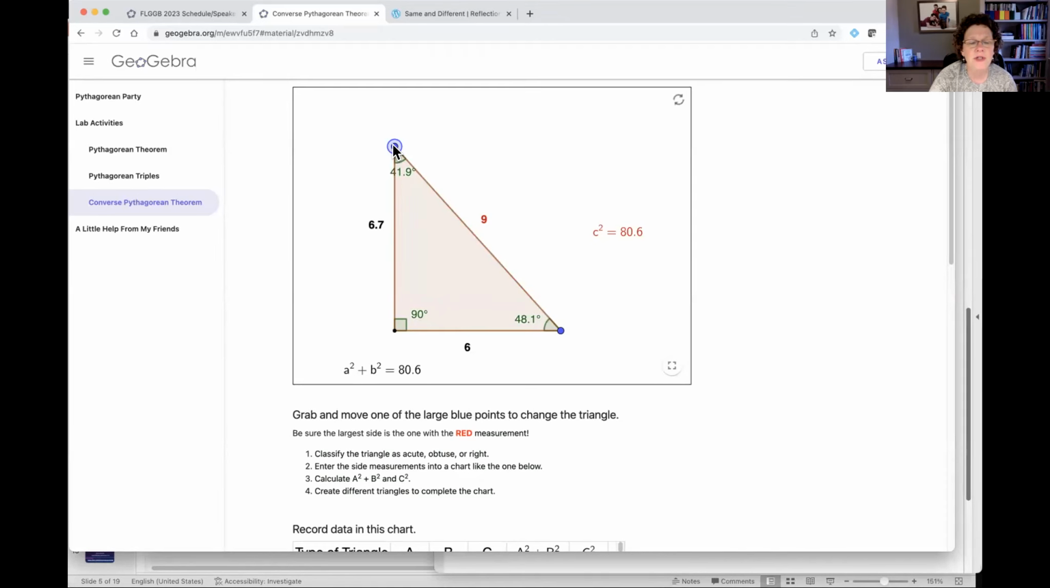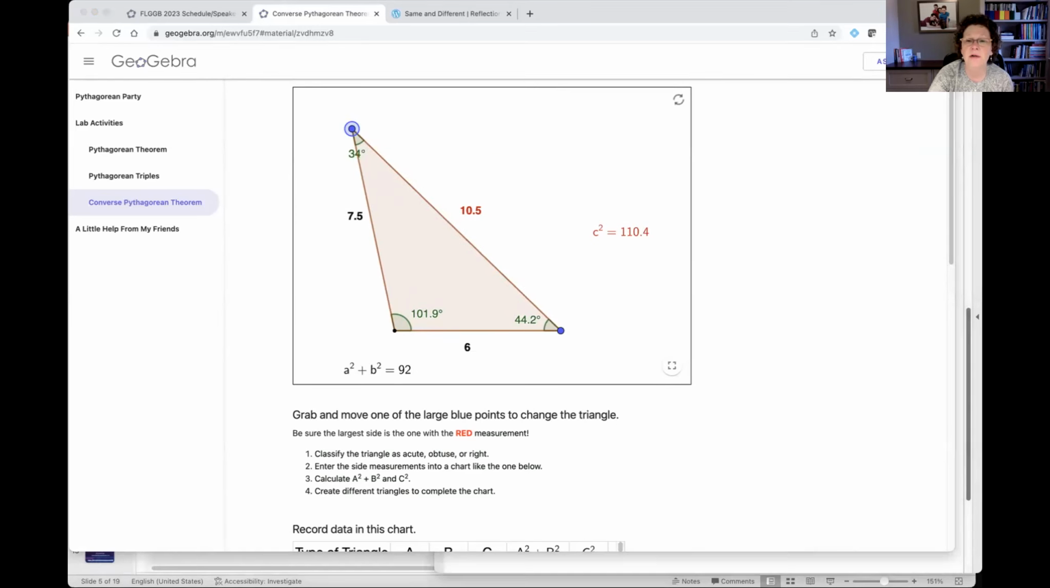But I also have students turn around the a squared plus b squared equals c squared. And the reason why I have them turn it around is if we start with the c squared, if the c squared is equal to a squared plus b squared, then it's going to be a right triangle. If the c squared is bigger than a squared plus b squared, then it's going to be obtuse. And if the c squared is smaller, then it's going to be acute. So I always put the c squared first in the Converse Pythagorean Theorem lab.